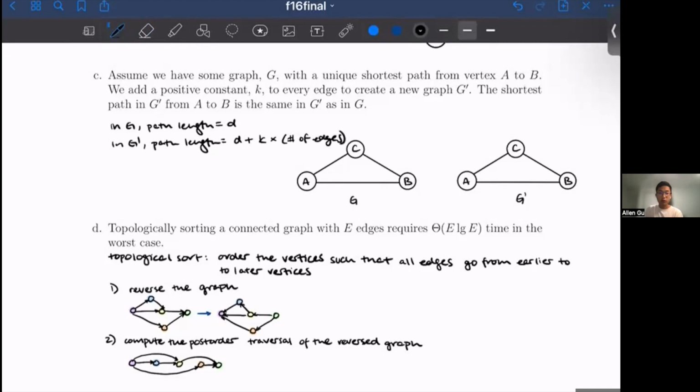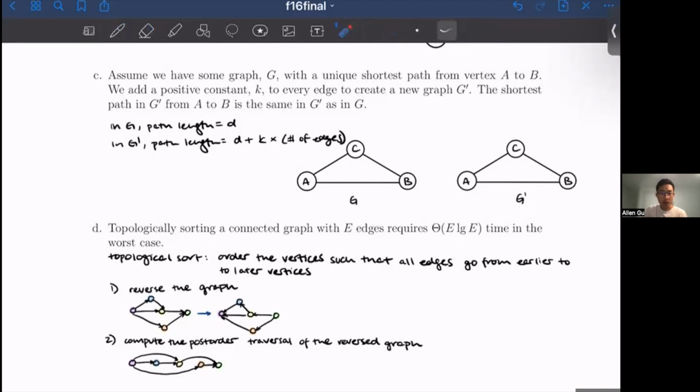And the reason for that is because if every edge weight is increased by a positive constant k, and there are some number of edges within the path, then all of them will be increased by k, and the entire path length will be increased by k times the number of edges. And so from this equation, you might be able to see that the path lengths increase differently based on how many edges are in a given path.